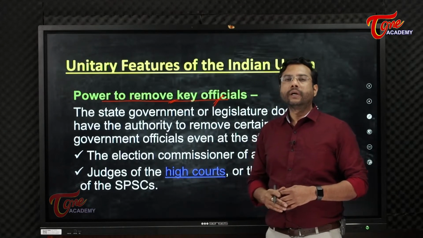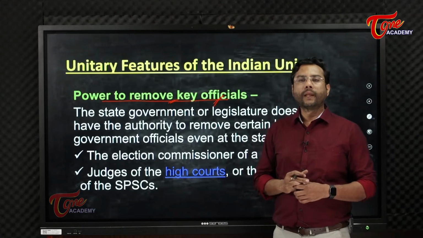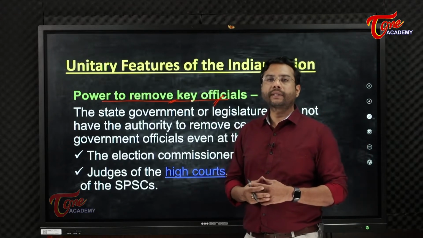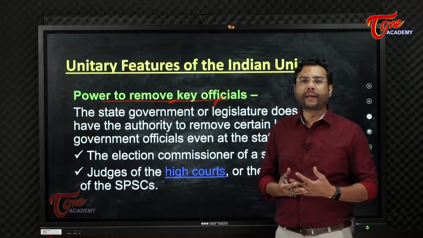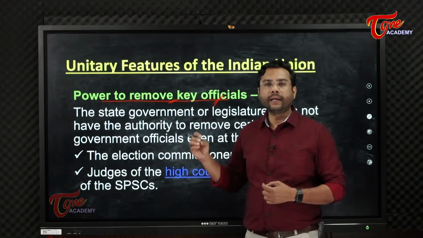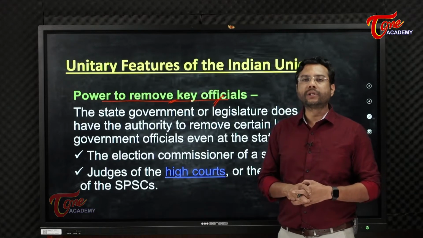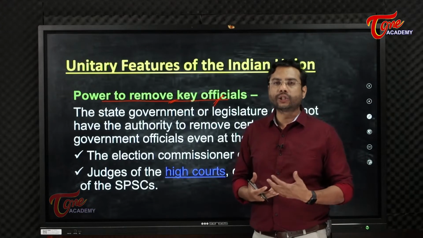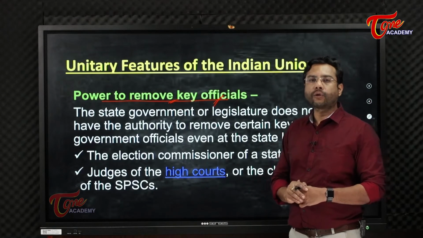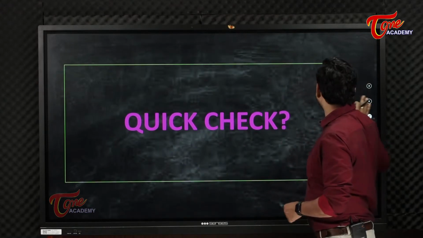We have a process to remove the Chief Justice of India, the chairman of UPSC, or an election commission member. There has to be a process which is followed in the parliament. Again, the bill should be passed, for example, on grounds of misbehavior or incapacity. On all these grounds, these officials would be removed by the parliament. So, parliament unilaterally has powers to remove such key officials without taking any advice or suggestions from the state government. So, this provision is also against federalism, and this is a unitary feature, giving more power to the union government.